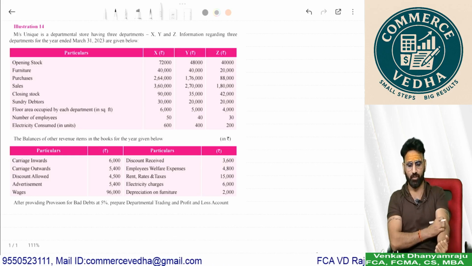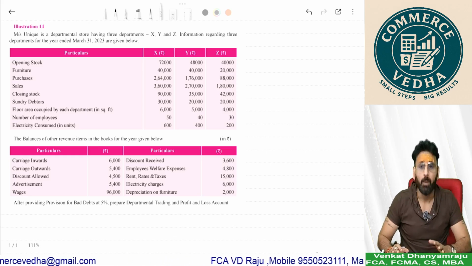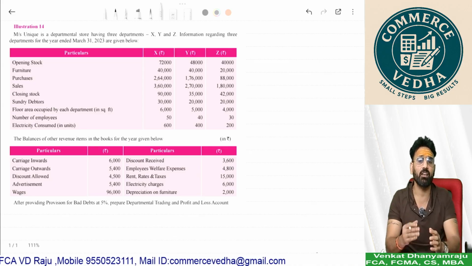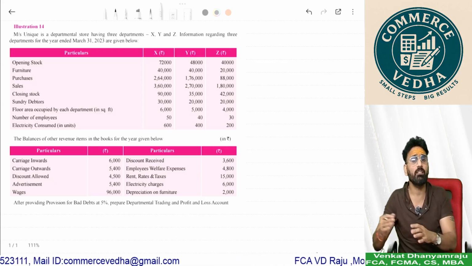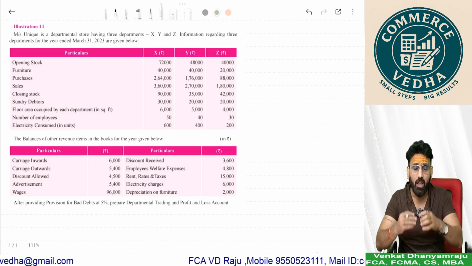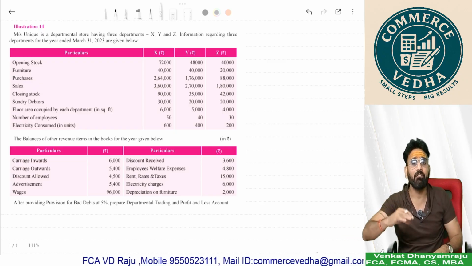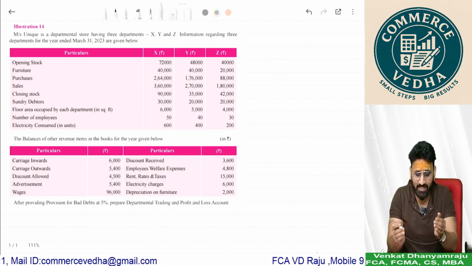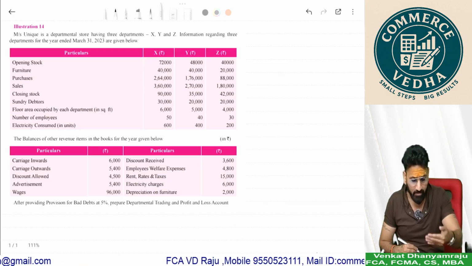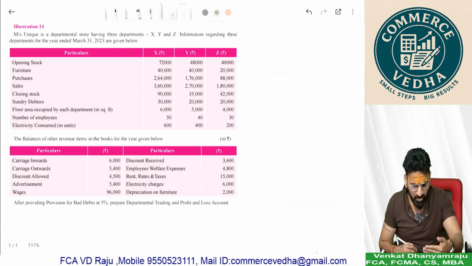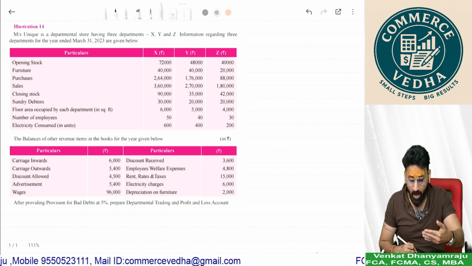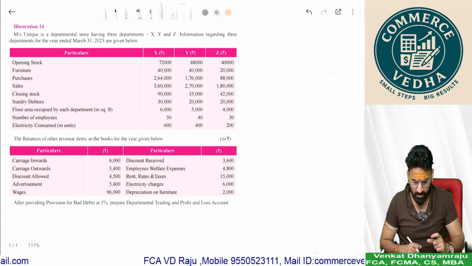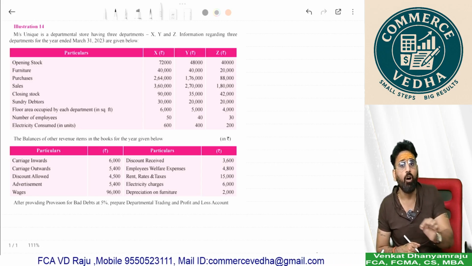What we should do in this question is read the question carefully, because departments are a part of one single company. There will be some expenses which the company incurred which belong to all three departments, where we need to identify how to allocate the expenditure between each department. Opening stock, furniture, purchases, sales, closing stock and debtors are given department wise. However, some expenses such as carriage inwards are given in full. This is for all the three departments.